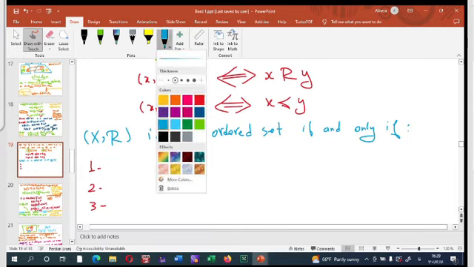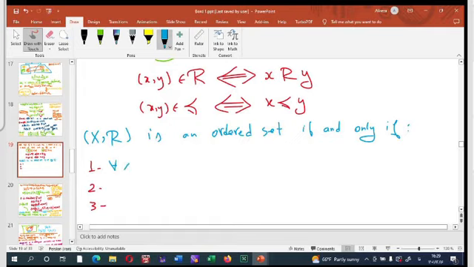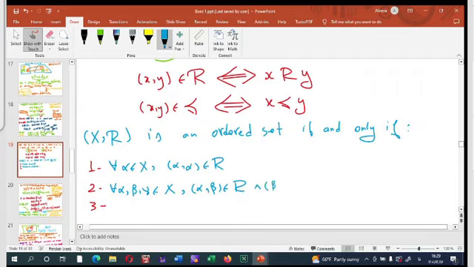1, for any alpha in X, we have this property: alpha and alpha belong to R. 2, for any alpha, beta, and gamma in X, if alpha and beta belong to R and beta and gamma belong to R, then alpha and gamma belong to R.